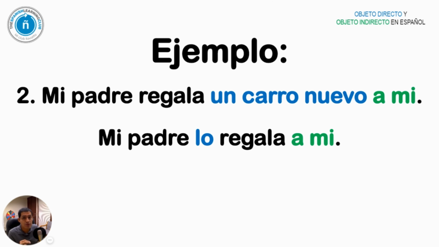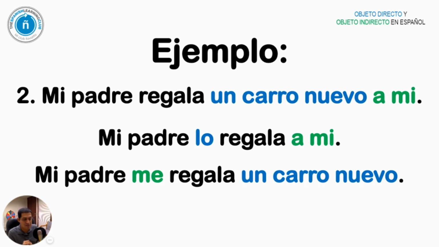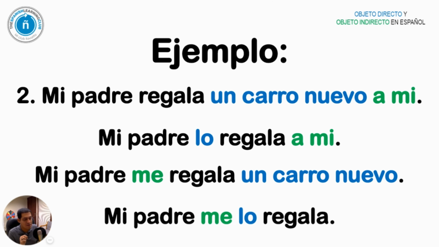Now I am going to replace the indirect object with the indirect object pronoun. I will place it before the verb and I will get a sentence like this. Mi padre me regala un carro nuevo. I can also replace both and I will place the indirect object pronoun first and the direct object pronoun after. So the sentence will get like this. Mi padre me lo regala.